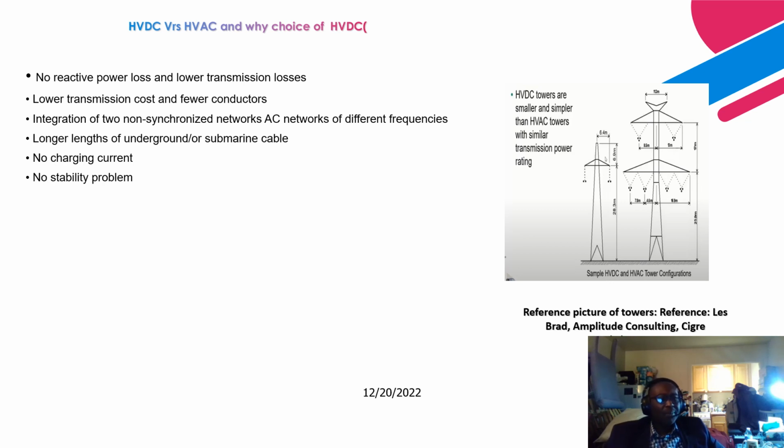You don't have a stability problem, as you know, in an HVAC transmission system, when there's a perturbation in the AC grid, you can have a stability problem if you don't have reactive power to restore voltages. But with HVDC, you can have bidirectional flow of power, and also the converters have the capability to provide reactive power to support the grid, and also to prevent the rate of change of frequency.